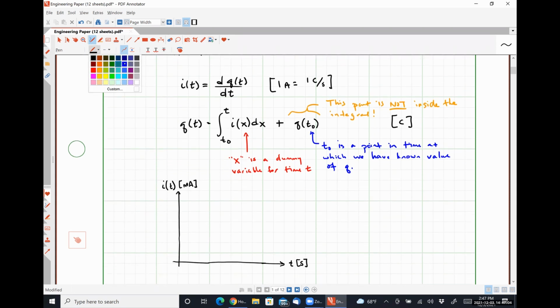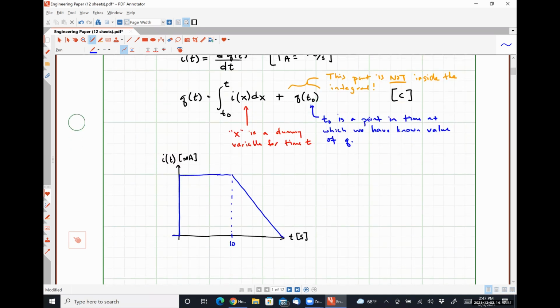And let's say that our current waveform looks something like this. It's 0 for a long time until t is equal to 0, at which point our waveform kind of turns on. And then it decays. Let's say that this time right here is 10 seconds. This time right here is 20 seconds. And our current has a value of 10 milliamps and then decays down to 0.